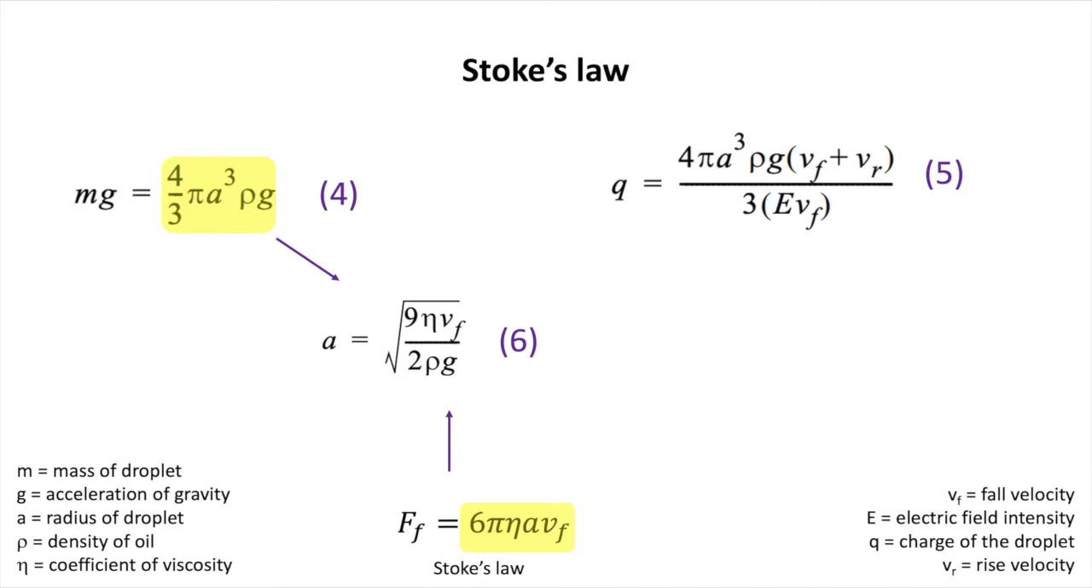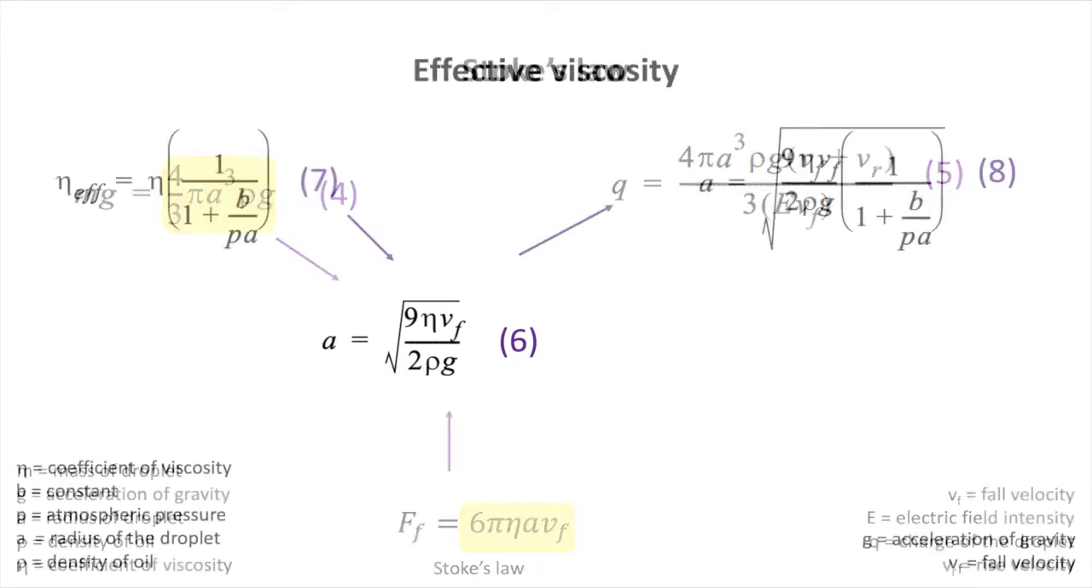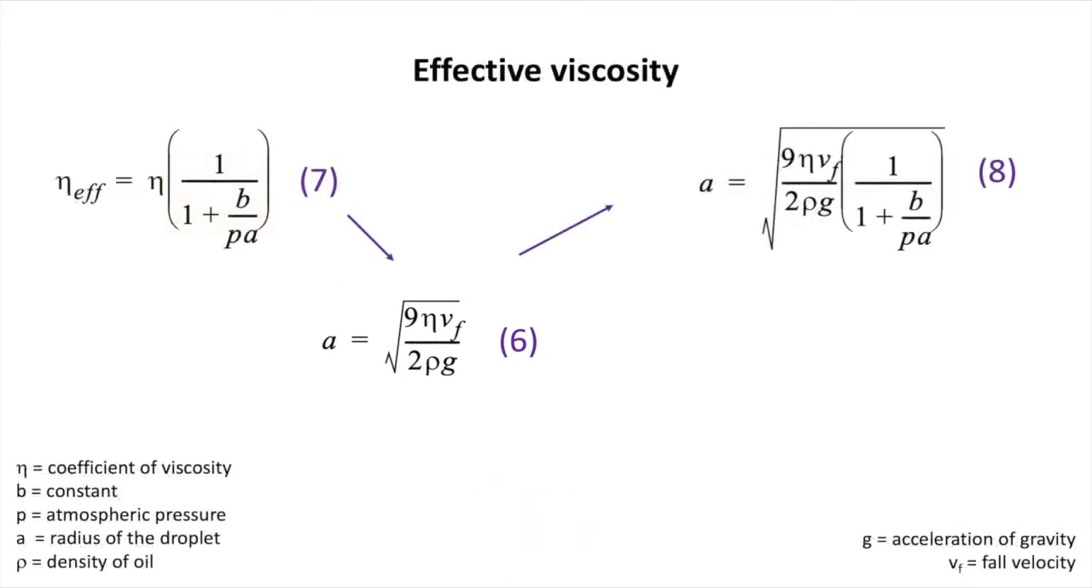If we set the formula for Stokes' law equal to the right-hand term in equation 4 highlighted in yellow, we can solve it for A and get to equation 6. Unfortunately, due to the small velocity of our droplets, we need to correct the viscosity in Stokes' law. The viscosity we should use is called effective viscosity, and its value is the viscosity multiplied by a correction factor.